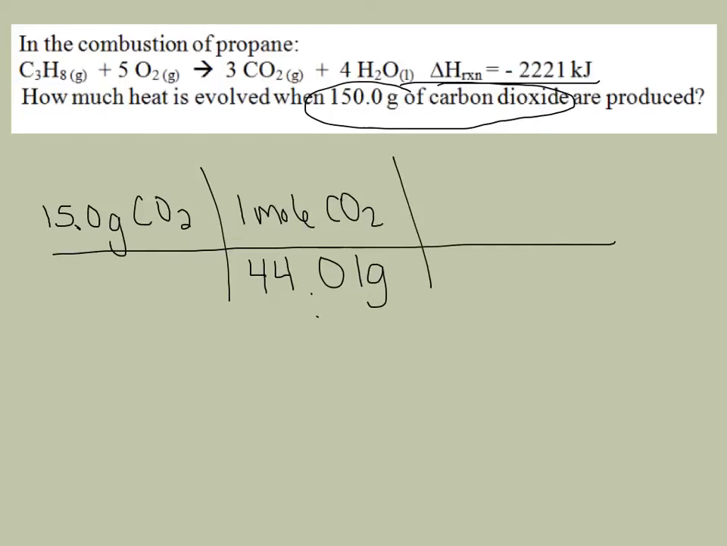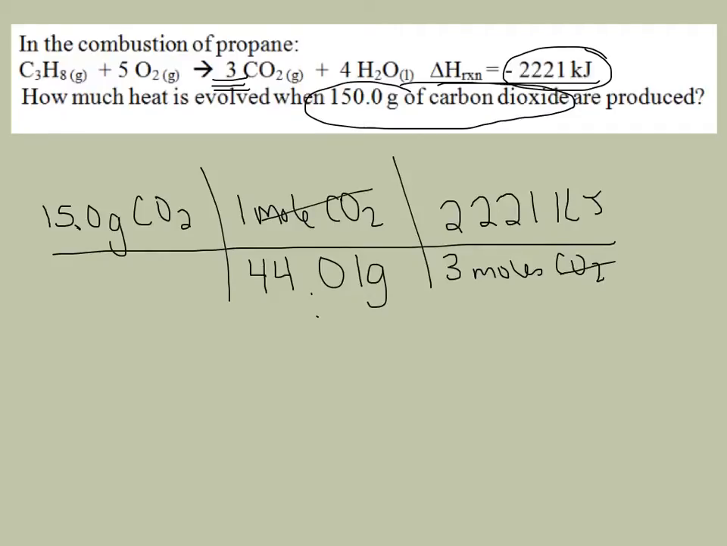And then there's a direct relationship between the 3 moles of CO2 and the negative 2,221 kilojoules. So to cancel out the moles of CO2, I'm going to use the equation and see the 3 moles of CO2. And then I'm going to put the amount of heat on top, 2,221 kilojoules. Now my answer will give me kilojoules of heat, so that's all I need to do.